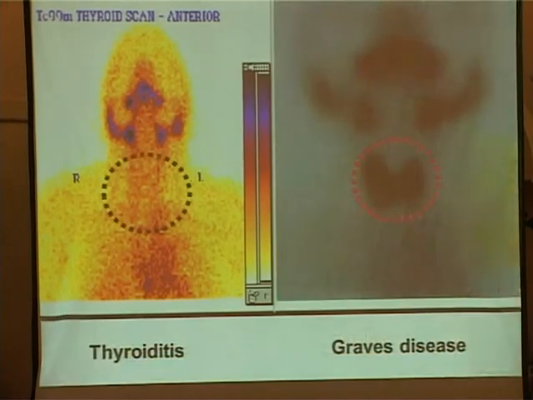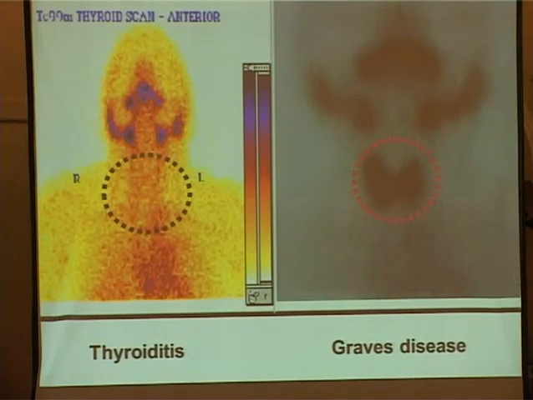And just to tell you that normally, when the gland is overfunctioning, the salivary glands won't be seen, only the thyroid will be seen. When the gland is normally functioning, both salivary glands and thyroid will be seen like this. But here you are seeing that there is no thyroid. So what is the answer?